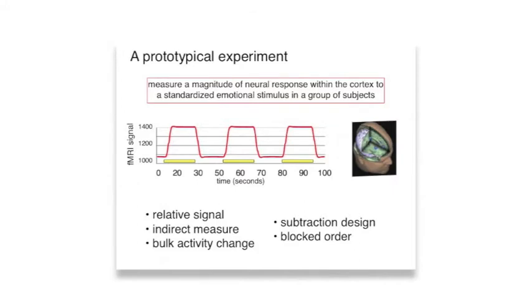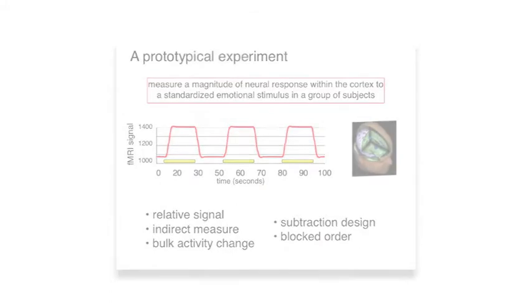Some key things to take away are that these signals are, of course, an indirect measure of neural activity. You're measuring a bulk activity change, which I'll unpack in just a moment. And this general design is called a subtraction design. So the idea is one wishes to measure the response to the emotional content of faces, and to do so, you compare emotional faces to neutral faces, look at the difference in brain activity between those two, and then attribute the difference in neuronal activity to the difference in the stimuli, which in this case is the presence of a fearful or emotional expression. So that's the core idea of a subtraction design.